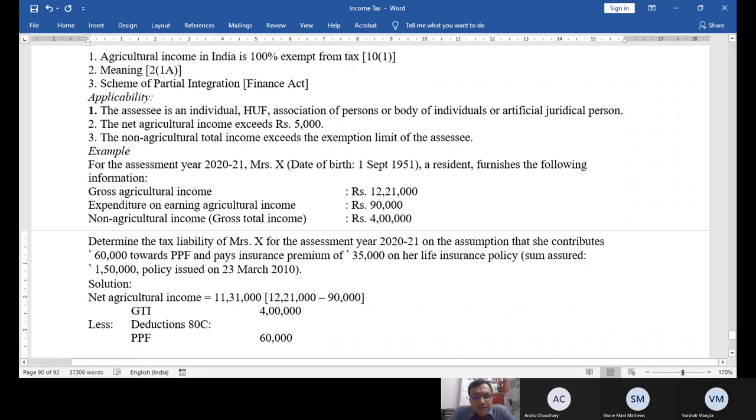And she pays insurance premium of 35,000 on her life insurance policy. Sum assured 1,50,000. Policy issued on 23rd March 10. Do you remember, when a life insurance policy is issued till 31st March 2012, what is the maximum limit? 20% of sum assured or premium paid, whichever is less. 1,50,000 into 20% is 30,000, or premium paid 35,000, which is less? 30,000 is less.